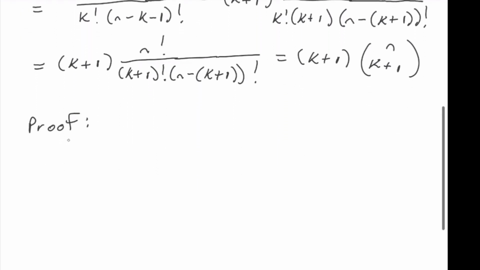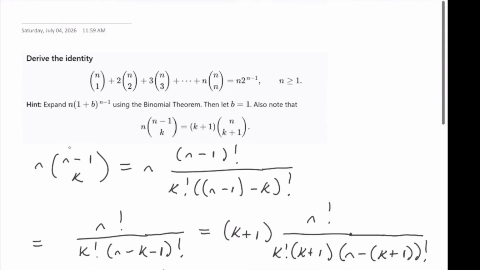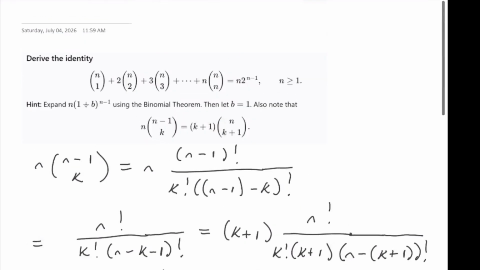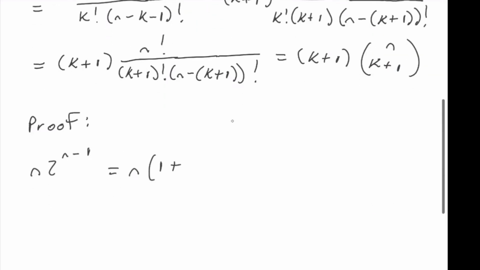Okay, so we're going to start with n times 2 to the n minus 1. So we want to use the binomial theorem here. So this is going to be n times 1 plus, and of course in the hint they say b, but we're going to let b equal 1. So it's going to be 1 plus 1 to the n minus 1, and that corresponds with 1 plus 1 is 2.